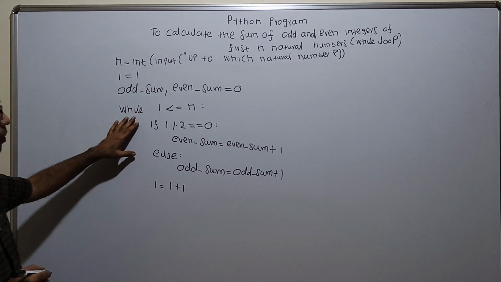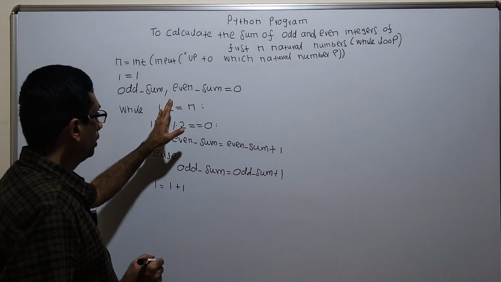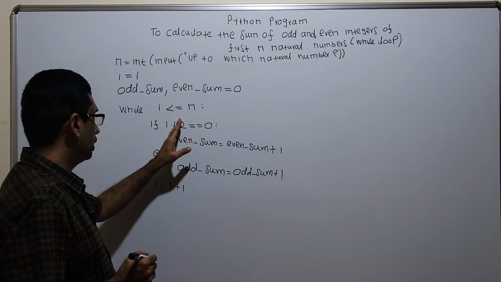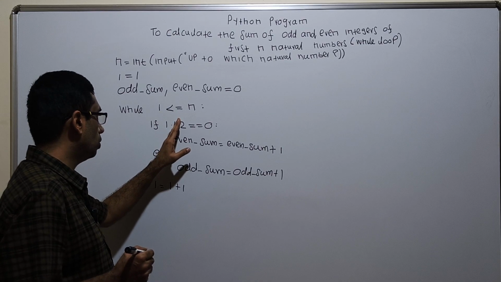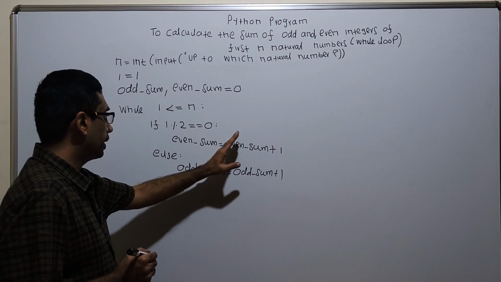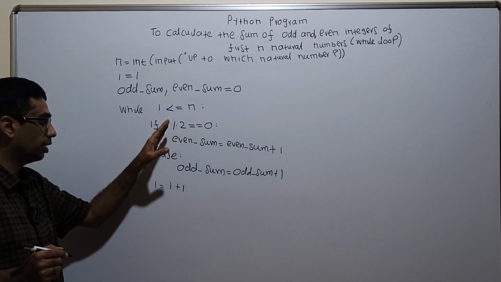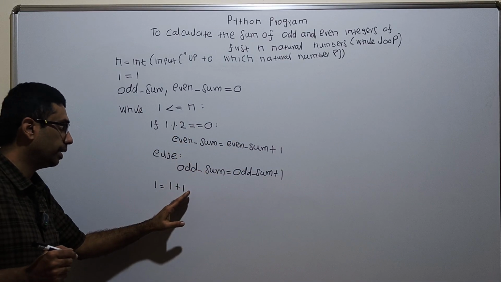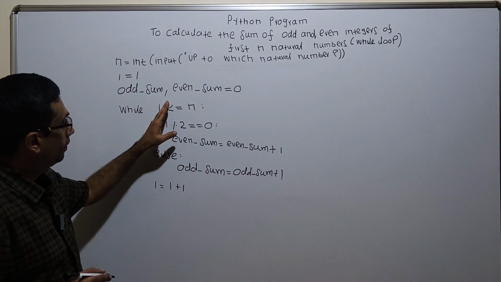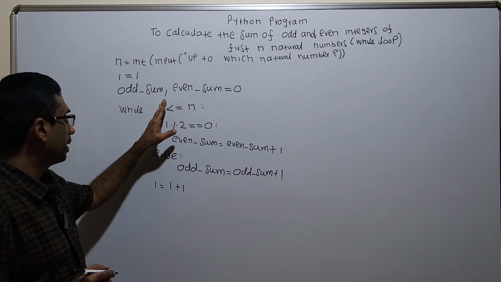So the loop will go from 1 to n. For every i value, i modulo 2 is performed. If the remainder is 0, it is added in the even sum. If the remainder is not 0, it is added in the odd sum, then i will get incremented. So again, the condition i less than or equal to n will be checked.